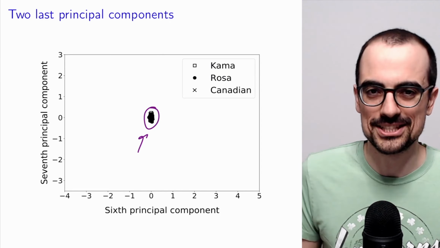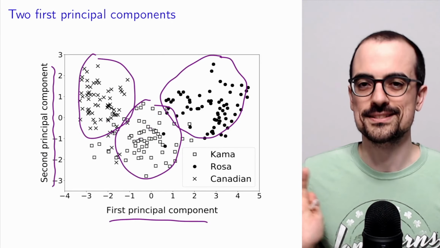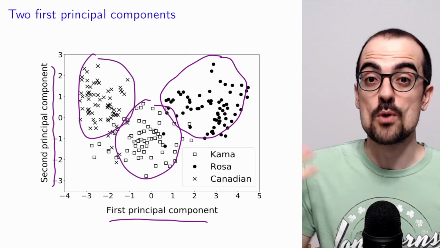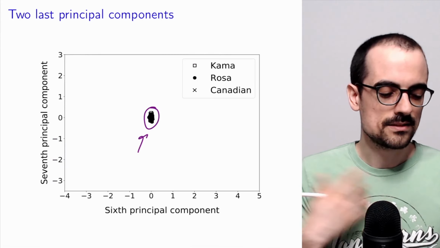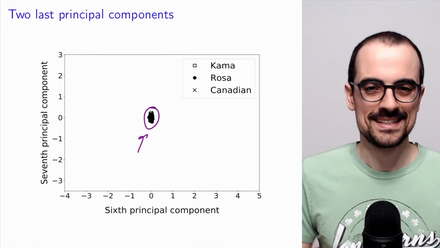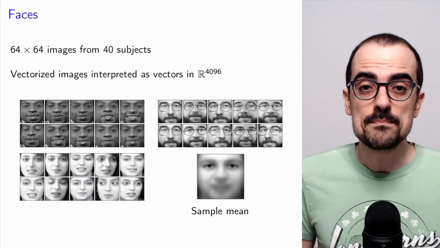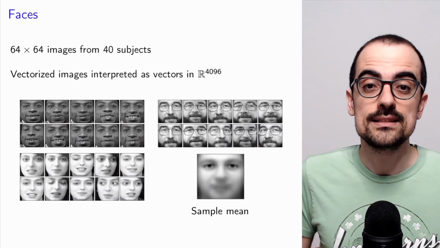This is just a sanity check about why we're choosing the first principal components as opposed to the last ones. These guys preserve the most variance. These guys preserve the least variance. Now let's take a look at another example with an even higher dimensional data set.